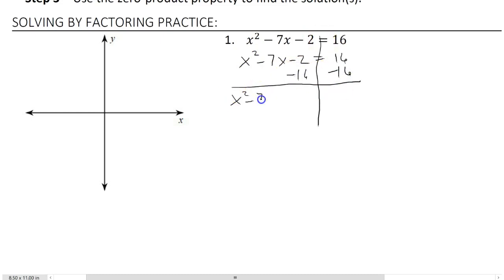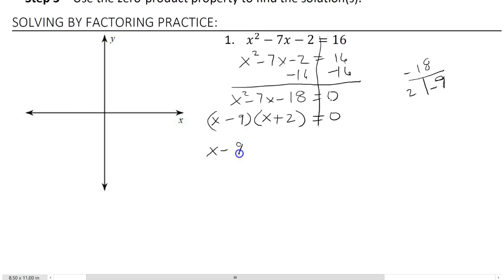x squared minus 7x minus 18 equals 0. To factor, find two numbers that multiply to negative 18 but add to negative 7. These factors are 2 and negative 9. The factored form is x minus 9 times x plus 2 equals 0.